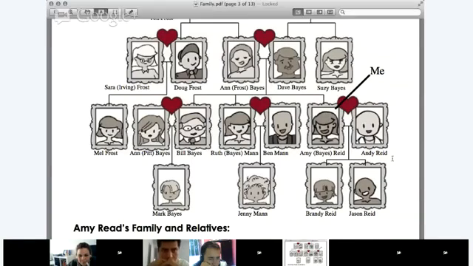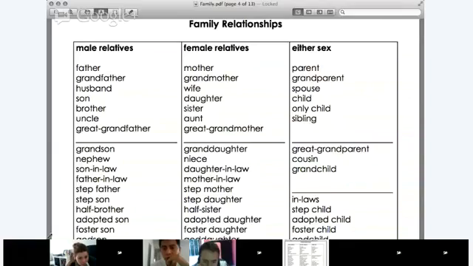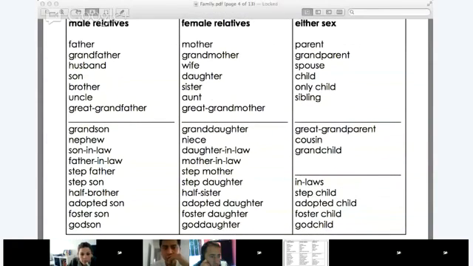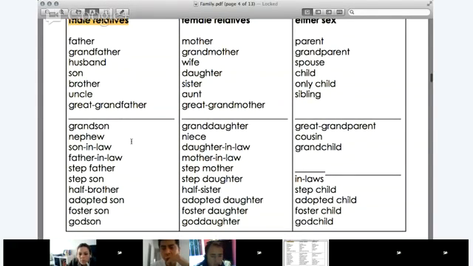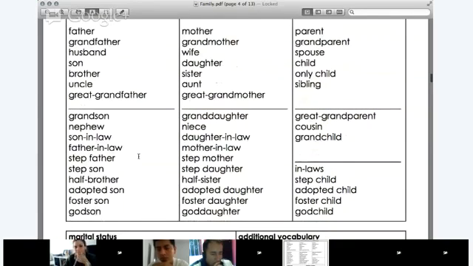All right. And so I have a list of vocabulary for you, and we're going to take a look at this. I wish you guys could have it, but I guess you can take some notes. All right. So why don't we have Ahmed read male relatives for us? Father, grandfather, husband, son, brother, uncle, great-grandfather. And continue down the list. Grandson, nephew, son-in-law, father-in-law, stepfather, stepson, half-brother, adopted son, foster son, godson.